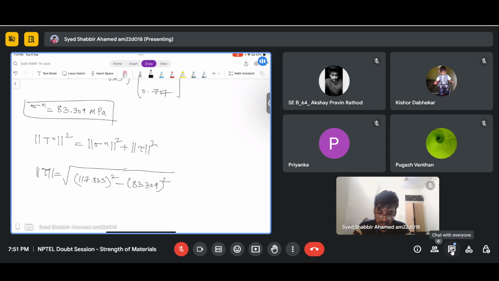So now please do this. 117.835 square minus 83.309 square. So the magnitude of tau we will get is 83.335, let's say, megapascal. This is the magnitude of normal stress and the magnitude of shear stress acting on the plane. So yes, the answer matches with this. Okay, I think this is clear.